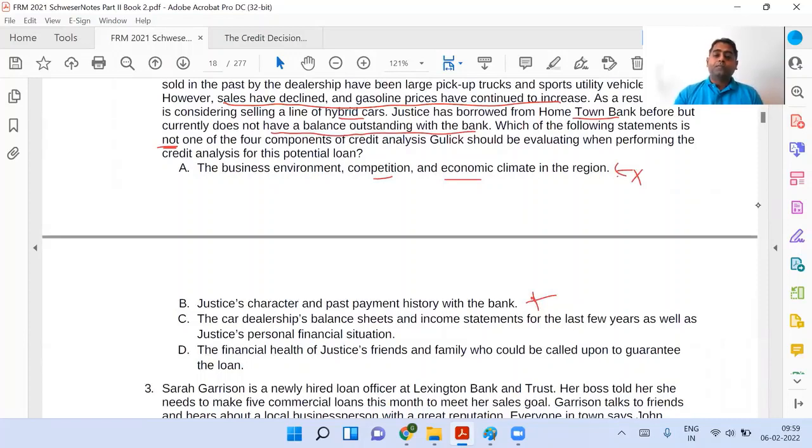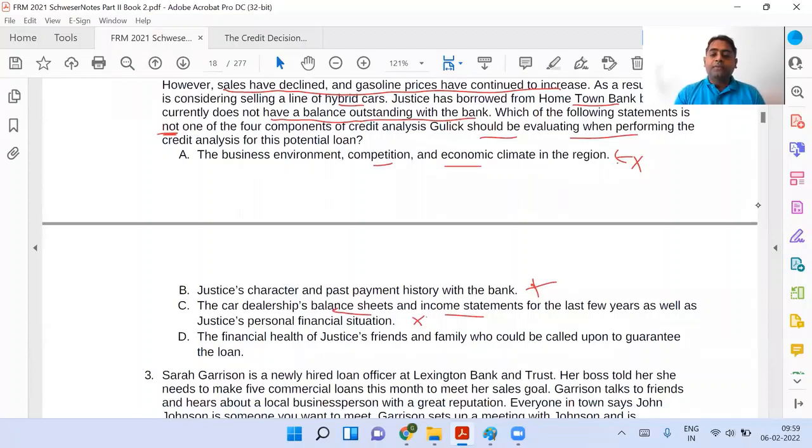Okay, so this is true. We should be checking this, because the balance sheet is needed when performing the analysis. Yes, the financial health of Justice's friend and family. There's nothing mentioned about friends and family who could be called up to guarantee the loan. This is not directly given in the question. So I think D is the answer, right?